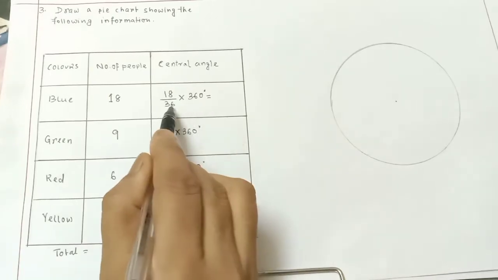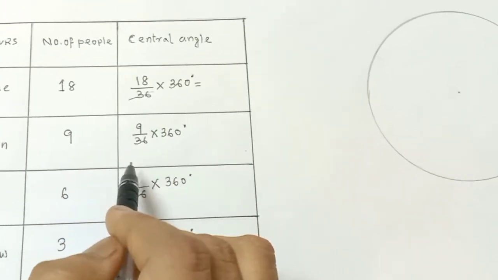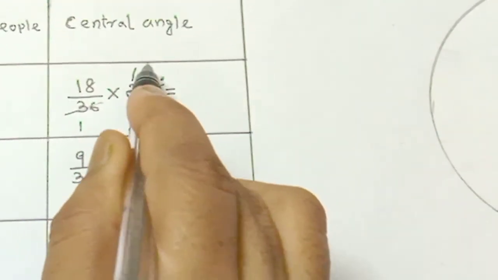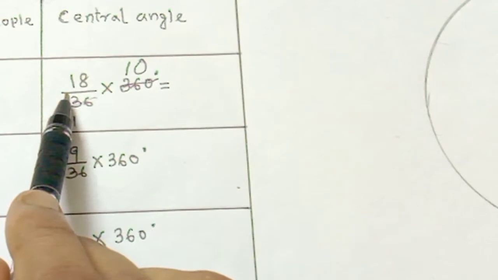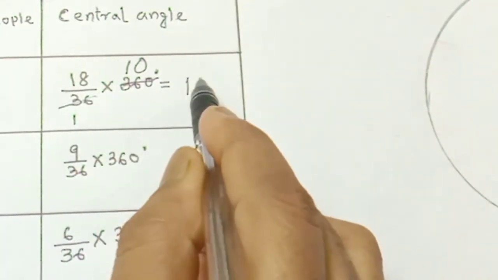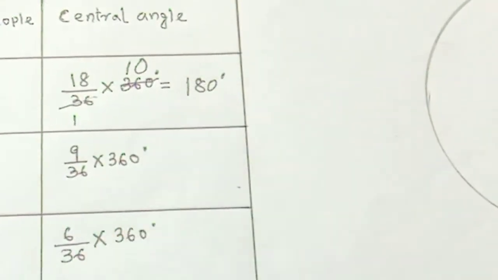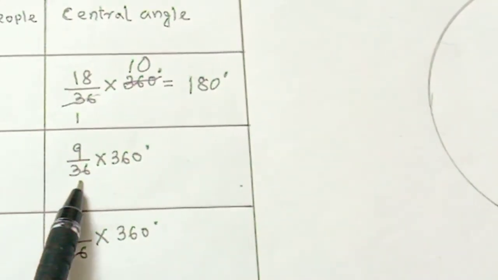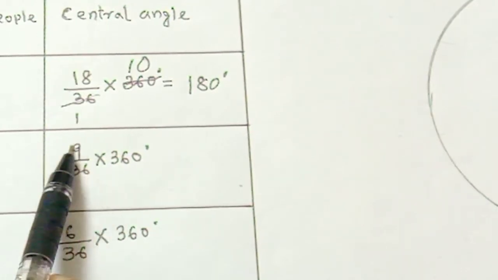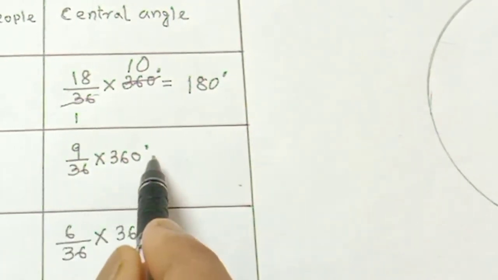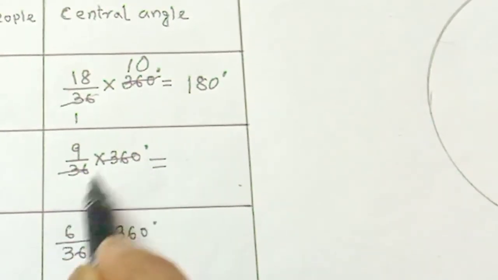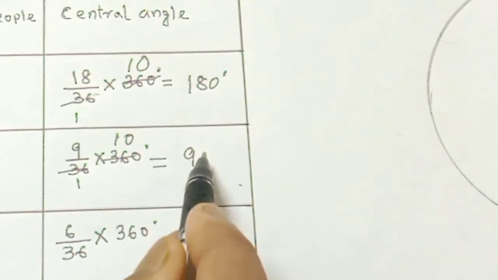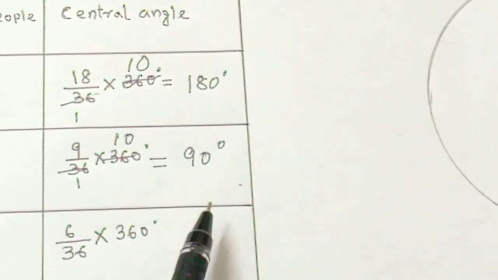Then what we will do: 36 one ja 36, 36 ten ja 360. So 18 into 10 is 180 degrees. In the same way, green color is preferred by 9 people. Out of 36, 9 people preferred green color. So out of 360, how many? Again 36 one ja 36, 36 ten ja 360. So 90 degrees. The central angle for green color, we have to draw a 90 degree angle.